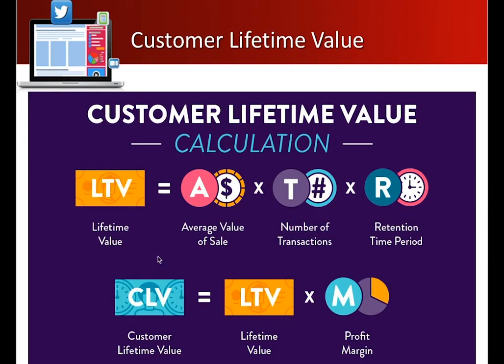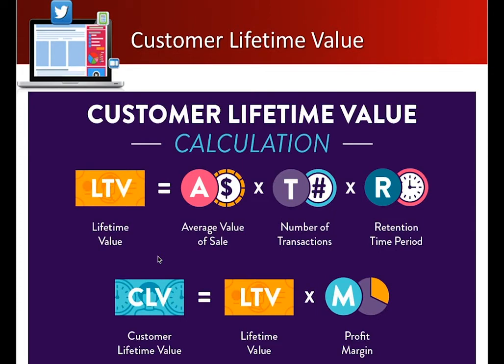Average value of sale is the average value per each transaction. So for example, if a customer comes to a pizzeria and buys one pizza for $10, and then a second customer comes to the same pizzeria and buys 2 pizzas for $10 each, the total sale would be $30, 20 plus 10. And then you divide that $30 by 2, it's 15. That would be your average value of sale. So that would be the average value per each transaction.